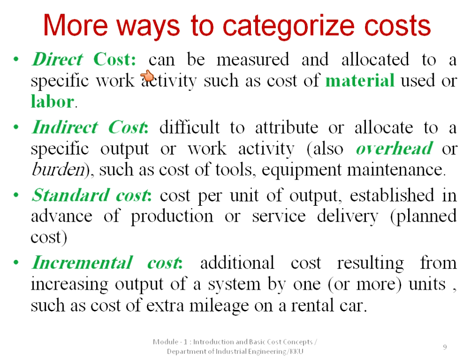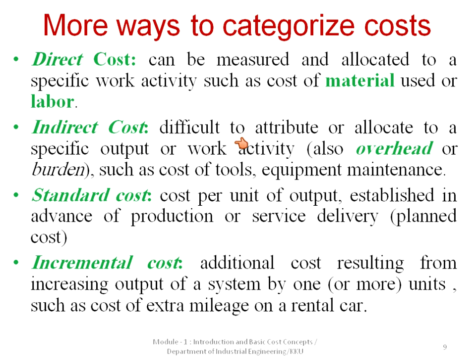We know how many materials are used in one product. How many types of material, how many quantity of material, and all this. These are all direct costs. You see, these costs can be measured and allocated to a specific work activity, such as cost of material used and labor and so on and so forth.